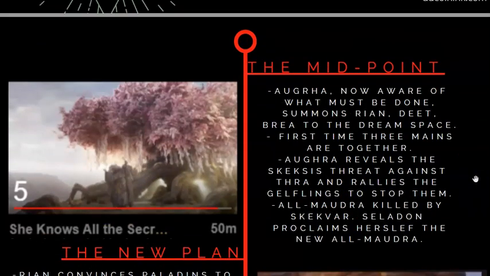And even though I didn't write all of the information there, Seladon is there as well. And Seladon is Brea's power-hungry sister who blindly follows the Skeksis. So Seladon ends up being there, but then Aughra sends her off because she's like, you're not really down with this. We know that you still follow the Skeksis, and you're a Gelfling, but we can't trust you. So she basically kicks her out of the dream space, and then Seladon's like, well, screw you.